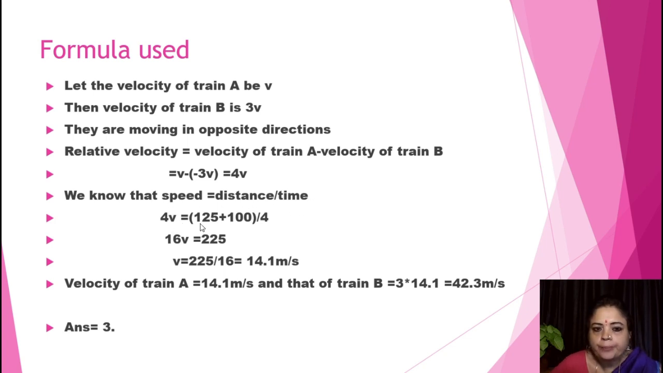Using the speed distance time relationship, speed is equal to distance by time, 4v will be equal to the sum of the distances of the trains, 125 plus 100 divided by 4. So from that we get 16v is equal to 225, and from this velocity is equal to 14.1 meter per second. That is, the train A's velocity is v and train B is 3v. So 14.1 meter per second is that of train A, and 3 times that of 14.1 will be that of B, 42.3 meter per second. So the option will be answer 3.